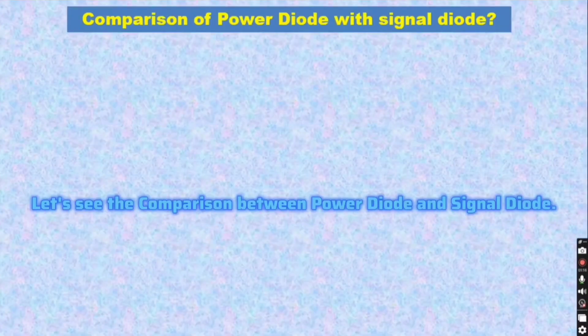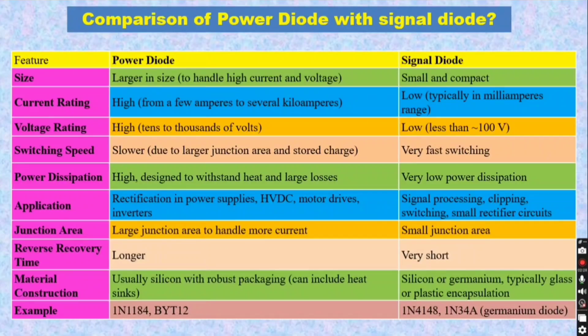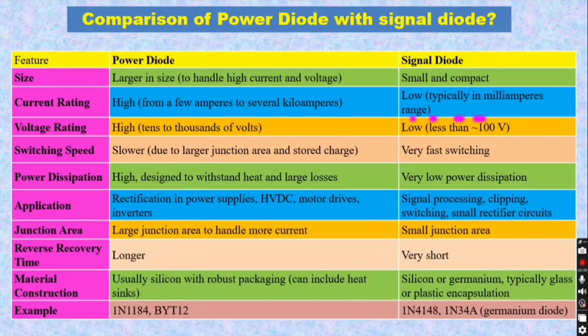Let's see the comparison between power diode and signal diode. Power diode is larger in size to handle high current and voltage. Signal diode is small and compact. Signal diode current rating is low, typically in the milliamperes range. Power diode current rating is high, from a few amperes to several kiloamperes. Power diode voltage rating is high, tens to thousands of volts. Signal diode voltage rating is low, less than about 100 V.